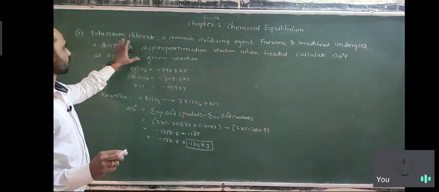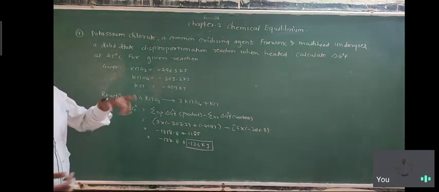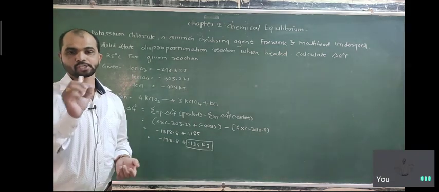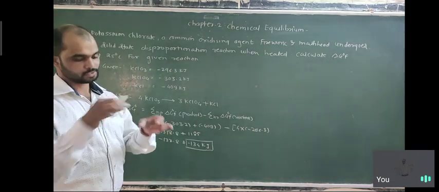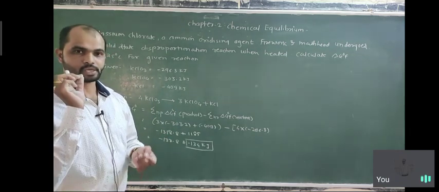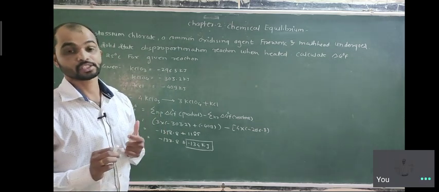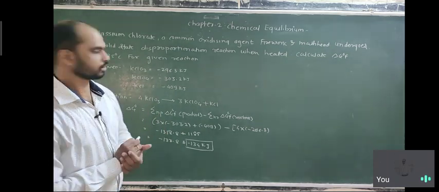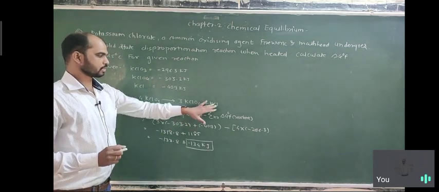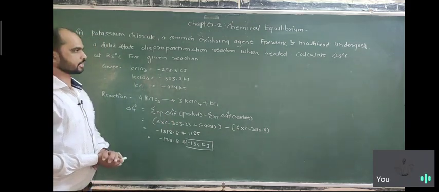Potassium chlorate is a common oxidizing agent, and it is used in a firework or in a match head. The strip on a match box contains it, and when we strike the match stick, fire is generated because of oxidation, and after oxidation it converts into KClO4 plus KCl. So the reaction is given.